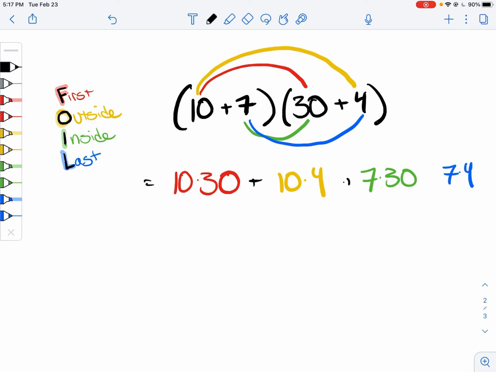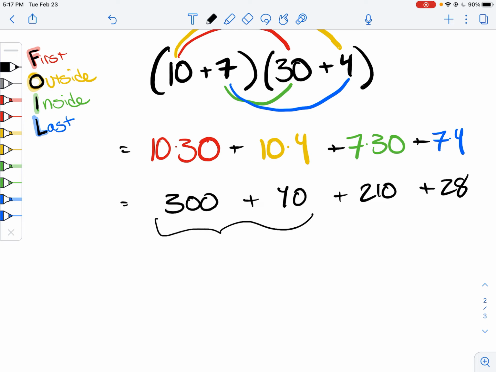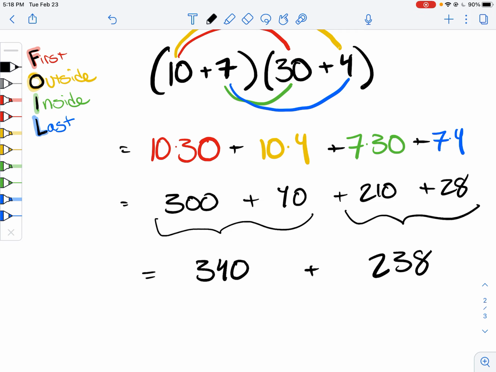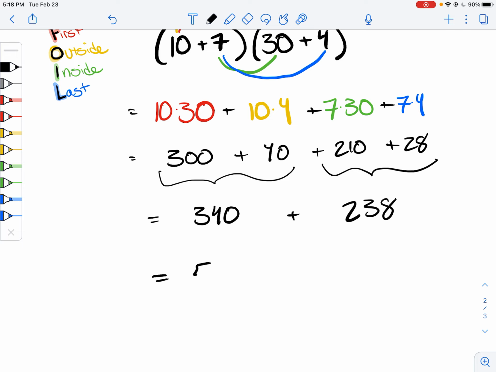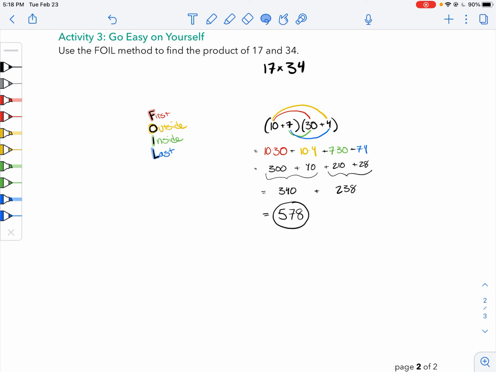You add them all up, you get 300 plus 40 plus 210 plus 28. Now I like to just add them right in a row. 300 plus 40 gives us 340, plus 210 is 550, plus 28 gives you a grand total of 578. There you go. So that's a quick way to multiply if, you know, your calculator ran out of battery or something.